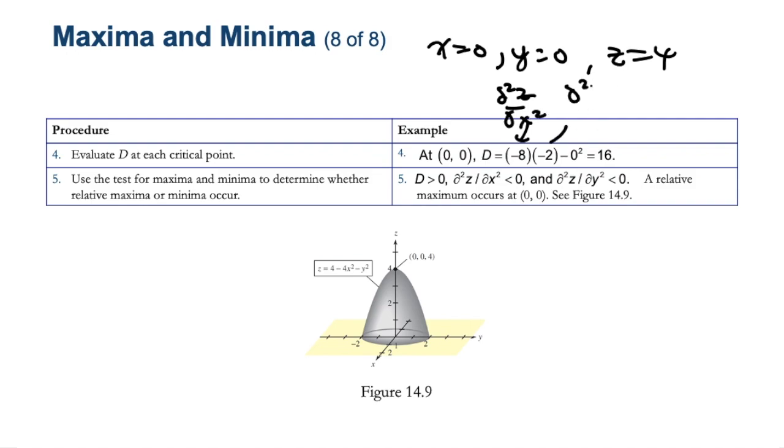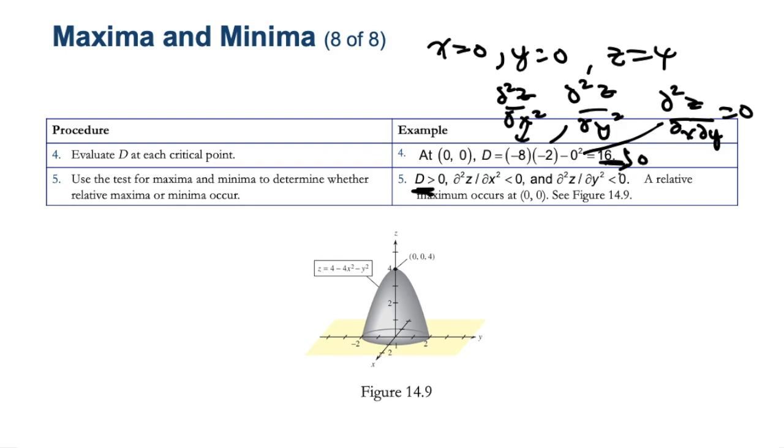This one is delta z over delta y the second time. This one is what? This one is basically delta z over delta x delta y, which is 0, isn't it? Okay, then what you get here is 16. 16 is obviously greater than 0.